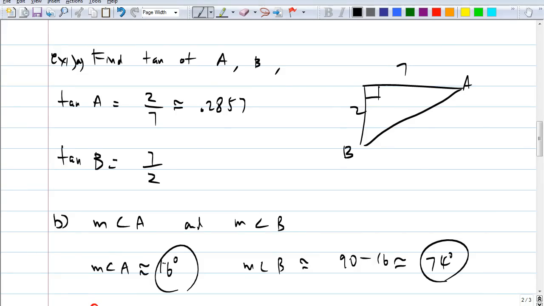Is that okay? So how would you write your exact answer though? Because that's not an exact answer. I told you I want exact and approximate. How would you write down the exact answer for angle A? What sort of notation do you need? Discuss with your group.